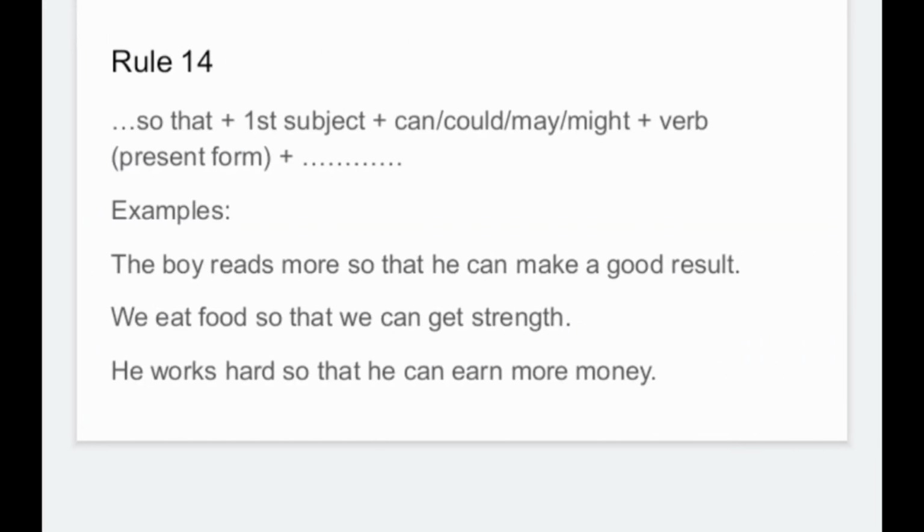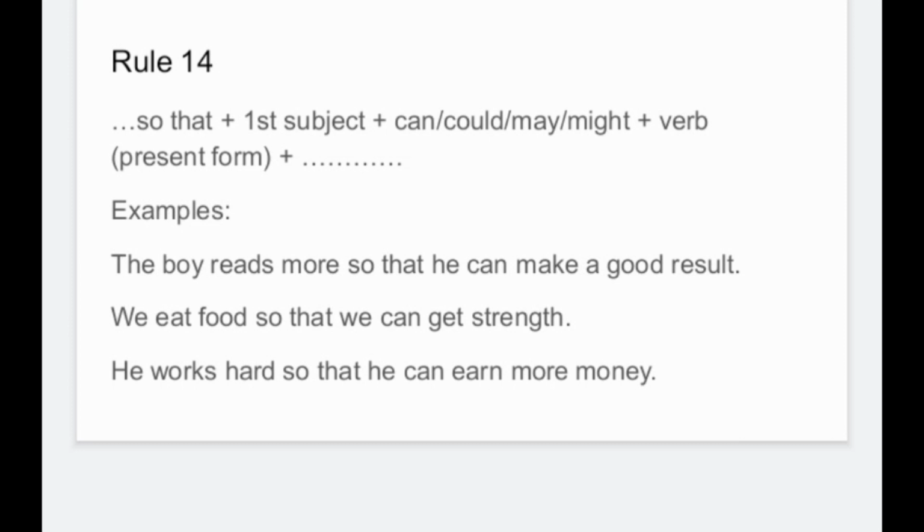Come to the next rule, so that. So that is very important. So that is a connector. Before so that we put a clause, and after so that we also put a clause. Okay. After so that you will put a subject which will be according to the first subject. Then you will put can, could, or may, might. Now you may have a question: where will you put can, where will you put could? When the first clause is in the present tense, then you will put can. When the first clause is in the past tense, then you will put could. The verb always will be in the base form after can, could, may, might, because they are modal auxiliaries.